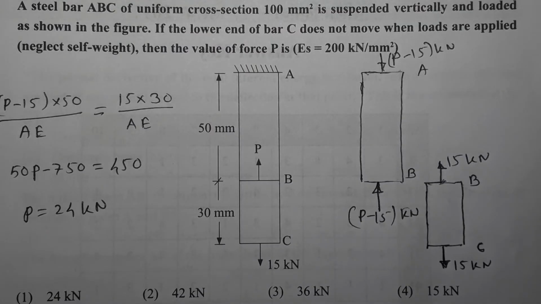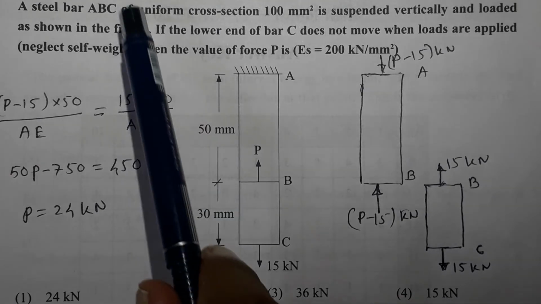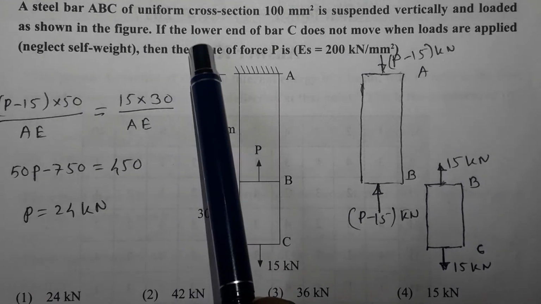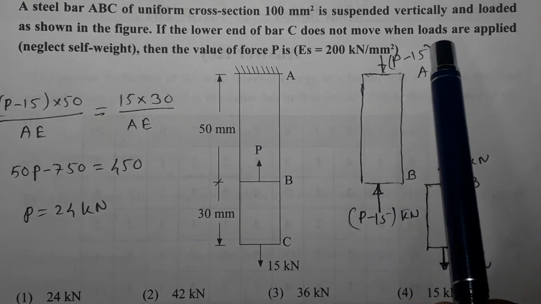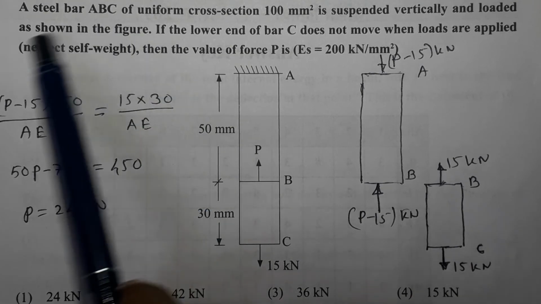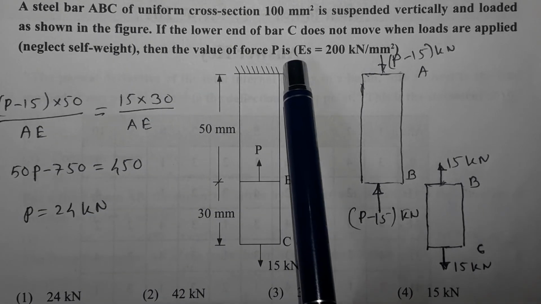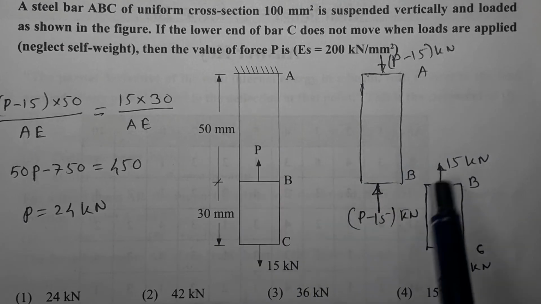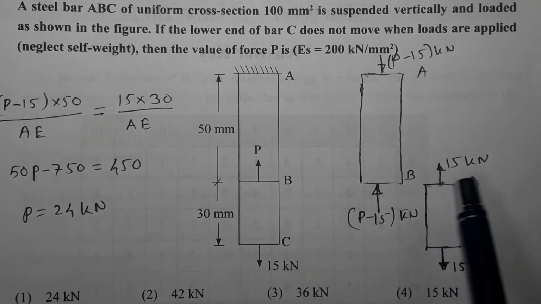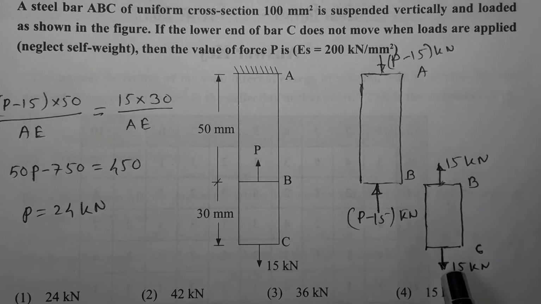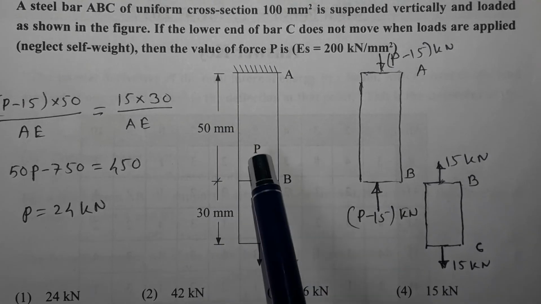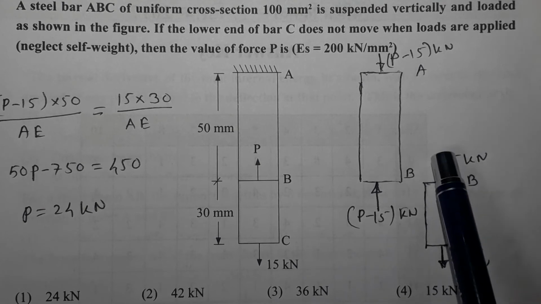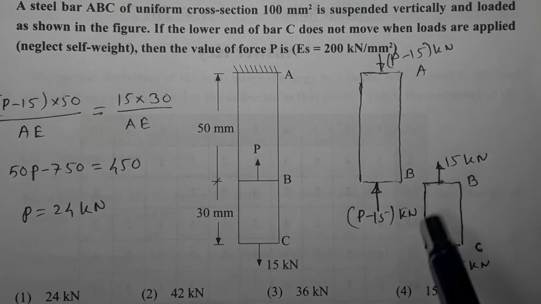Next question. A steel bar ABC has been shown, of uniform cross section 100 mm square, suspended vertically and loaded as shown in the figure. If the lower end of bar C does not move when loads are applied, and they have asked to neglect the self weight, then the value of force P is to be obtained. Now I have drawn the free body diagram of AB and BC. When we draw the free body diagram of BC, 15 kilonewton is acting in downward direction. We know that the entire member is in equilibrium, so BC should also be in equilibrium. 15 is acting downwards, so 15 should act upwards. This is how the equilibrium of BC can be shown.